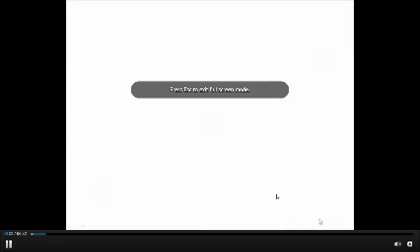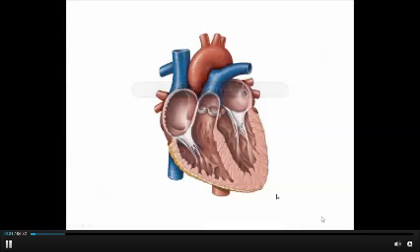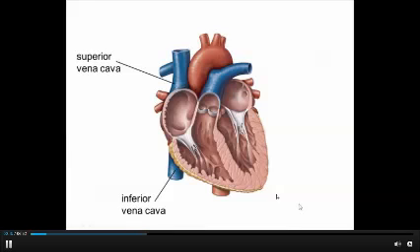Internal structures of the heart. On this drawing, you can see the anterior wall of the heart removed, but still we see a lot of familiar structures. Inferior vena cava and superior vena cava entering the right atrium.